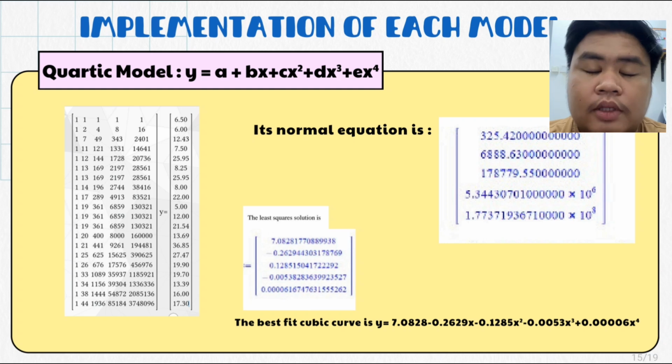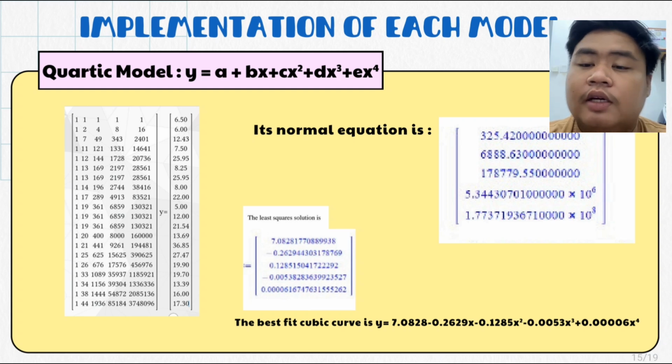Hi, I am Muhammad Irhan. I am going to explain about the quartic model, analysis and conclusion. So, what is a quartic model? It is a function with a degree of 4, meaning that the highest exponent of the function is 4. The quartic equation will be a plus bx plus cx squared plus dx to the power of 3 plus ex to the power of 4. We can see the values of M, v and y. We should do all of this calculation to find the best fit curve.